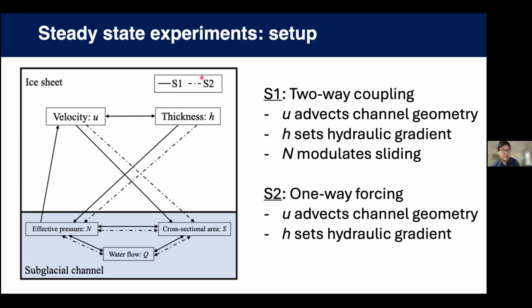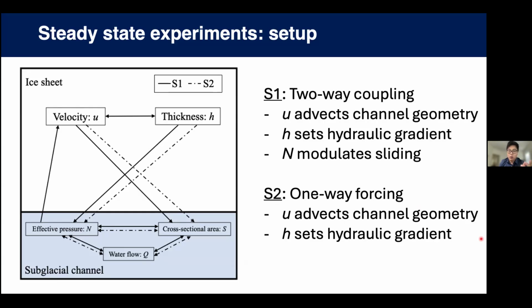So here's the simplified schematic of the points of coupling I described earlier. And the first part of my work looks at how this coupling appears in a steady state scenario. I did this really just to see how the features in the along flow line profiles look after being coupled. So I ran two groups of experiments, S1 and S2.